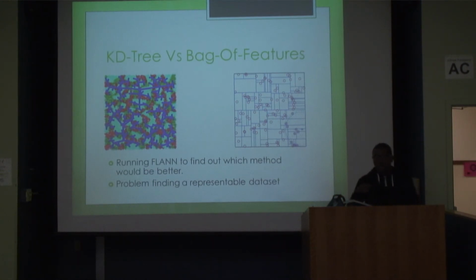The problem is I don't have a data set that I would understand to be representative of the type of data set this application would be used for. So that's the next step, finding a data set and then running FLANN and then trying to figure out which one of these implementations to use. Right now I've mostly been using bag of features, but I'm thinking of going to the KD tree implementation.